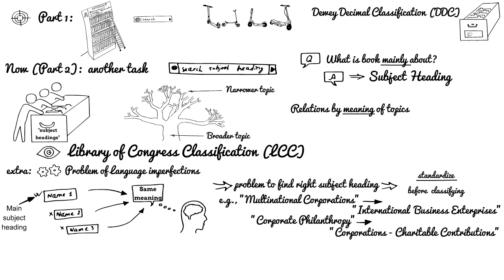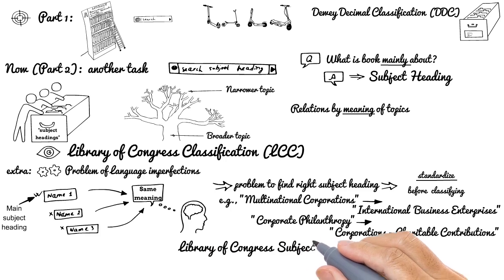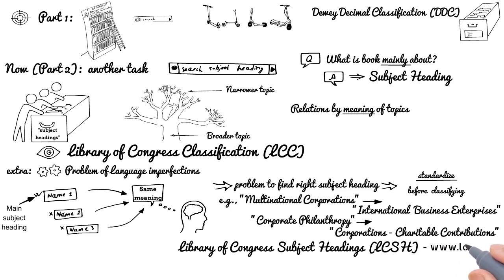Where to search for such subject headings? Library of Congress Subject Headings, LCSH, is published by the Library of Congress. It's accessible online through the www.loc.gov portal, and it's free.